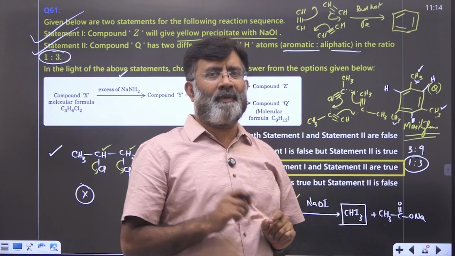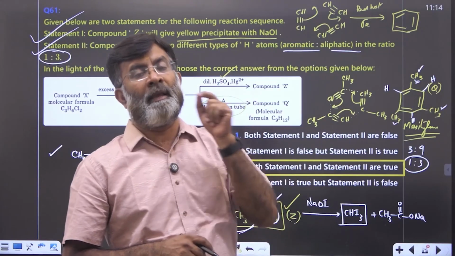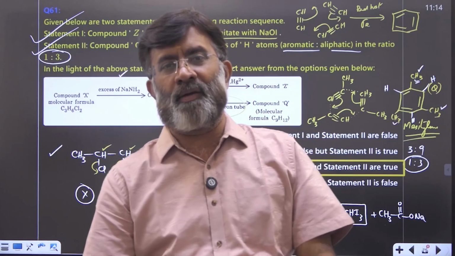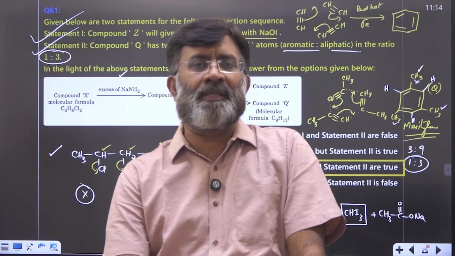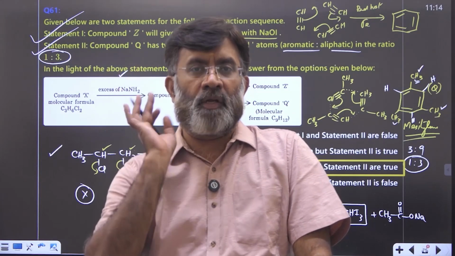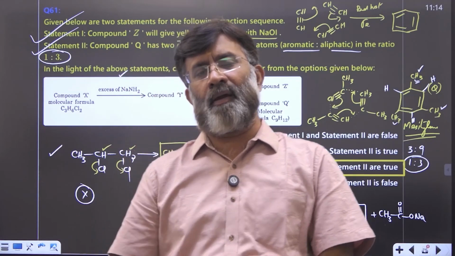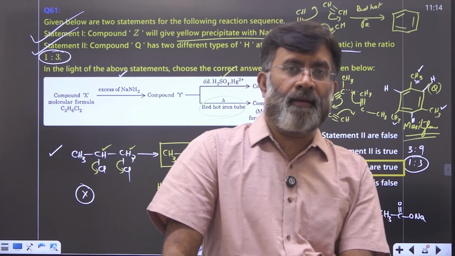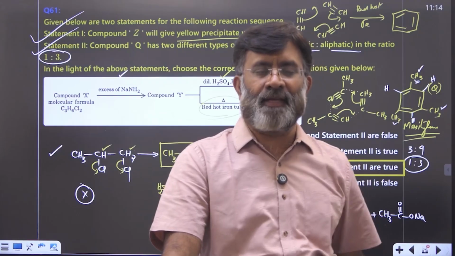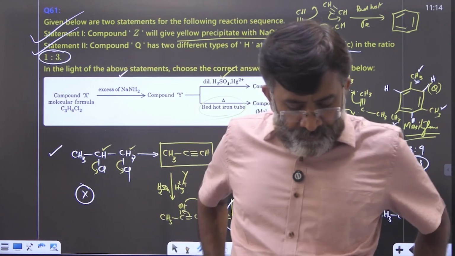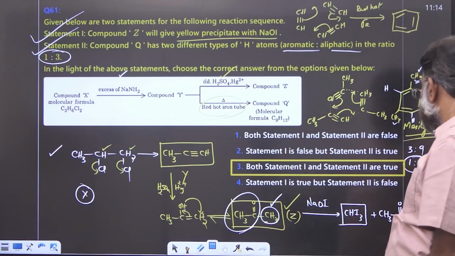While in the next reaction, propyne passing through a red hot iron tube, similar to this reaction, there will be cyclic trimerization. You get 1,3,5-trimethylbenzene, the so-called mesitylene, and the ratio of aromatic and aliphatic hydrogen atoms in mesitylene is 3:9, that is 1:3. There are 3 aromatic hydrogens and 9 hydrogens linked to the aliphatic system. Hence, that statement is also correct. Is it clear? Fine. Next question.